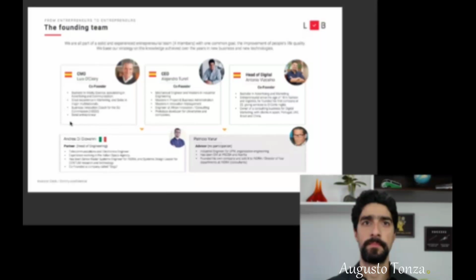The team is formed by 4 people. Myself as one of the co-founders, Alejandro, who I know you're in touch with, Antonio, who works with me in the marketing department, and Andrea, an Italian guy who's head of engineering. So Alejandro and Andrea take care of the engineering side of the company. Myself and Antonio take care of the marketing side.